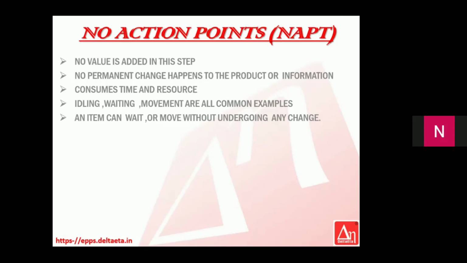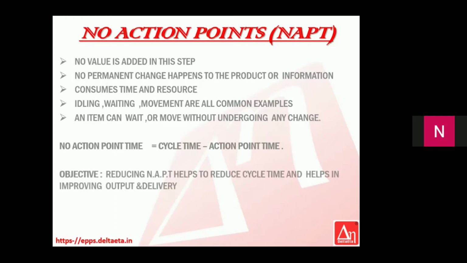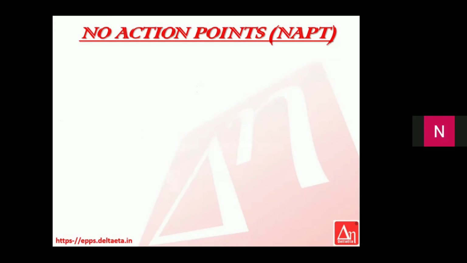This is the no action point time. So no action point time is the same as we saw earlier: cycle time minus action point time. This is called the no action point time. So as we can see from this equation, when you reduce the no action point time, automatically your cycle time reduces because cycle time is equal to action point plus no action point.